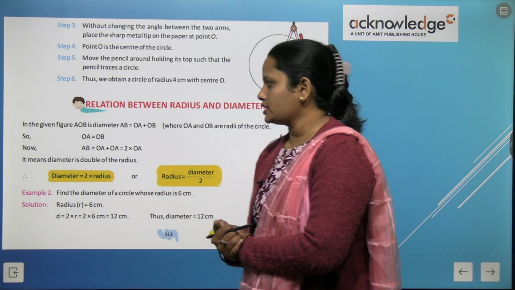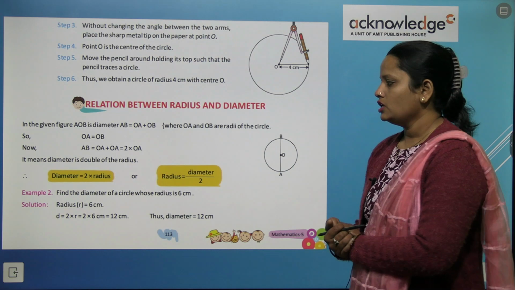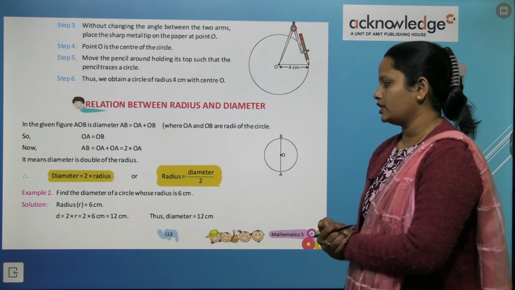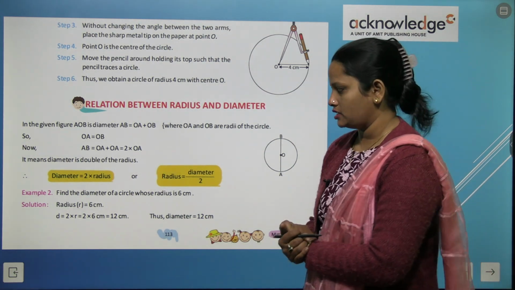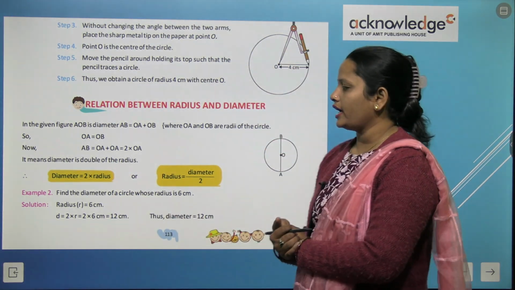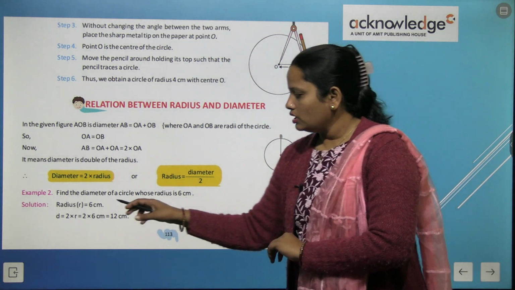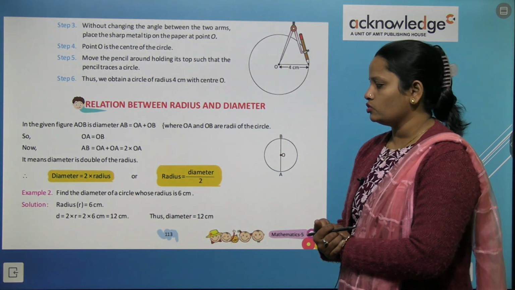Here, let's see this example. Find the diameter of the circle whose radius is 6. So we have to find out the diameter of the circle whose radius is 6 cm. So radius is 6. Now we know what the formula is, diameter is equal to 2 multiplied by radius. So this radius we have to multiply 2 times.